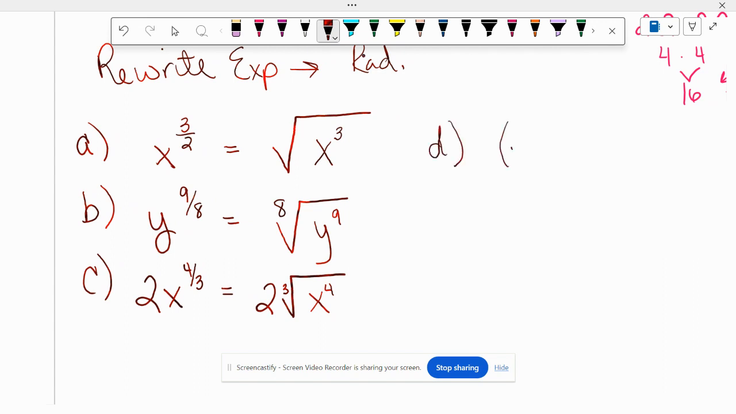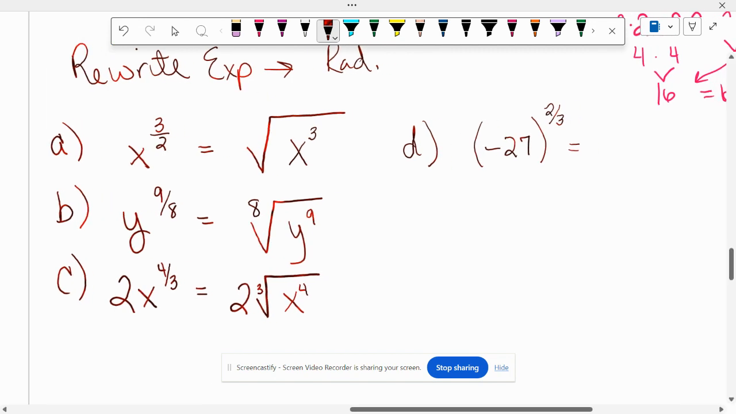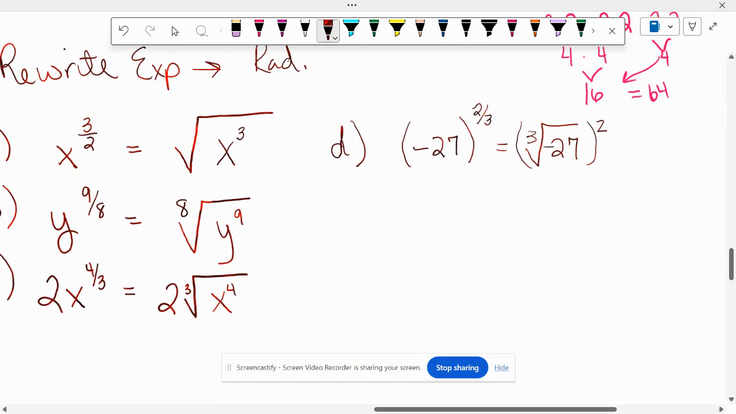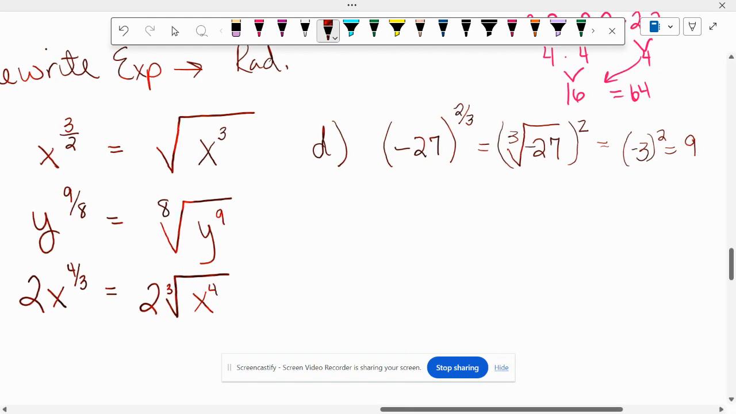Example D, -27 to the power of 2/3. So that's really asking me to take the cube root of -27, and then I'm going to take that answer and square it. What is the cube root of -27? What number multiplied by itself? It's -3. The cube root of -27 is -3. Okay, so this is -3 squared, which equals 9. We just did that one up in our examples, right?